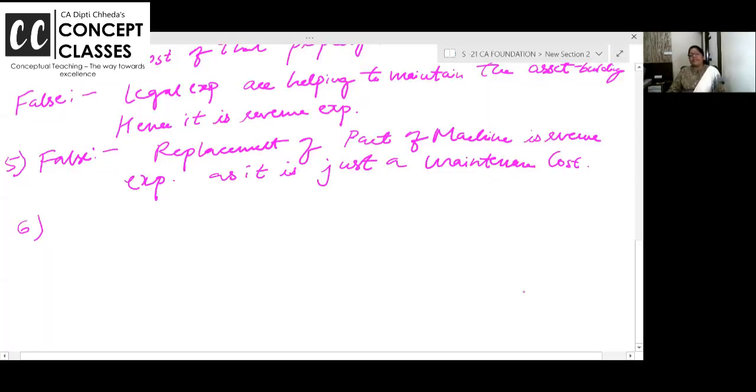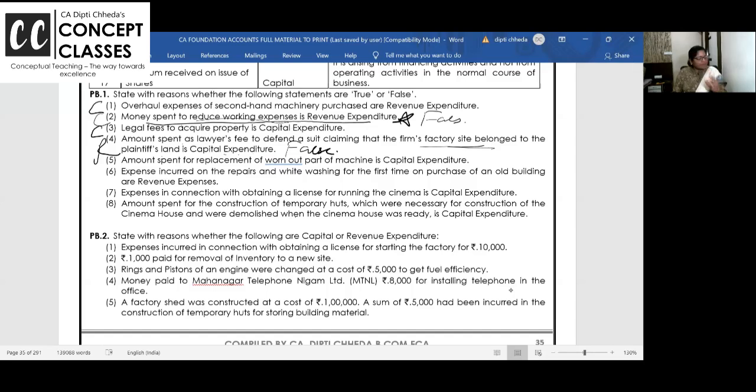Finish writing if you're writing. You're just replacing a part. Is it very interesting or not? Chalo, next now. आगे करते हैं. Sixth one. Expenditure incurred on replacement and whitewashing for the first time on purchase of old building. This is exactly like the first one.